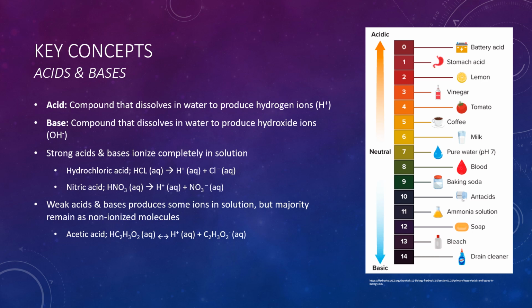Now, weak acids or bases will produce some ions in a solution, but the majority will remain as non-ionized molecules. So an example of this would be acetic acid, which is a weak acid, will ionize into some hydrogen and acetate ions, but the majority will remain in the solution as a non-ionized molecule.